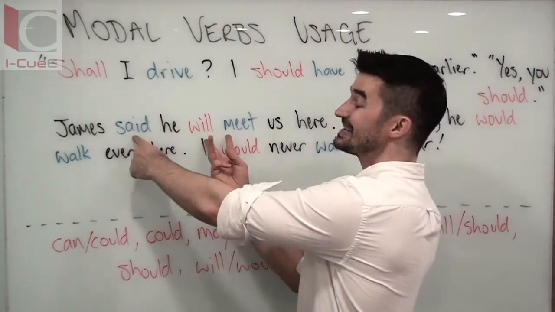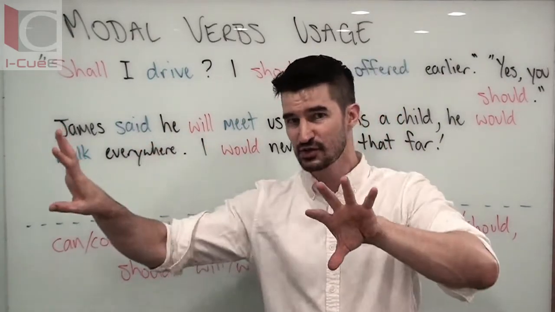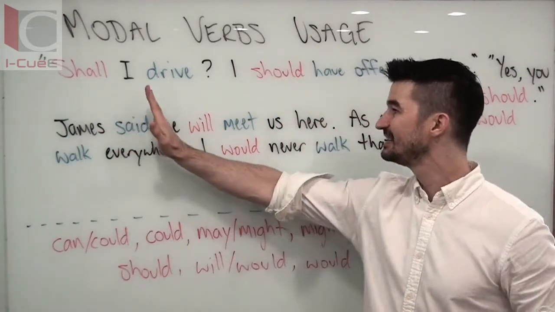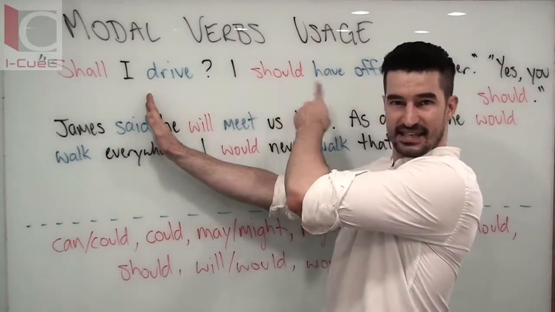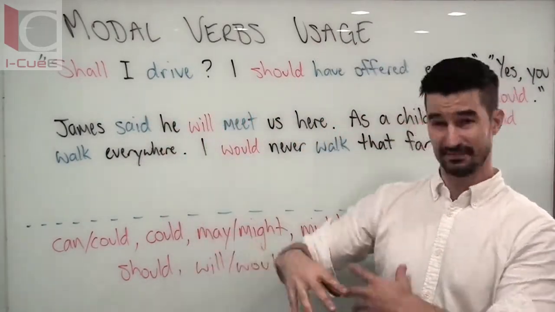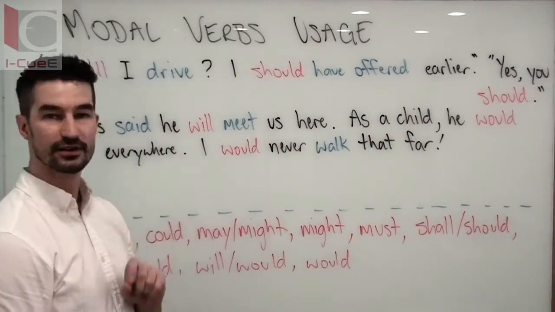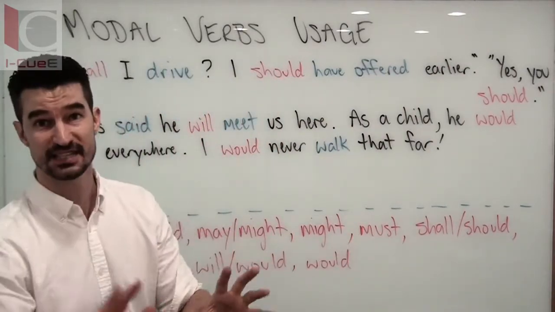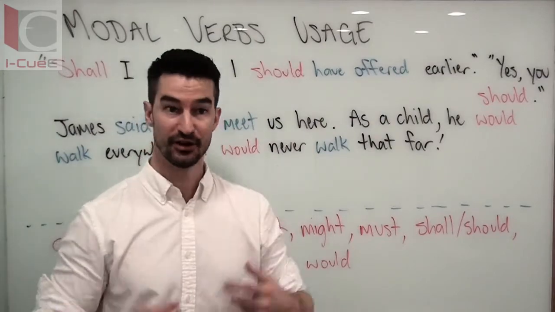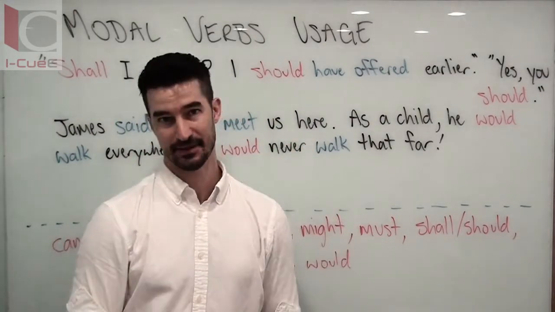So this is not a single verb construction. These are two separate ideas. James said he will meet us here. So, in the past, he said this, which makes this a future possibility, or not possibility, certainty. Remember, will, it is going to happen, okay?